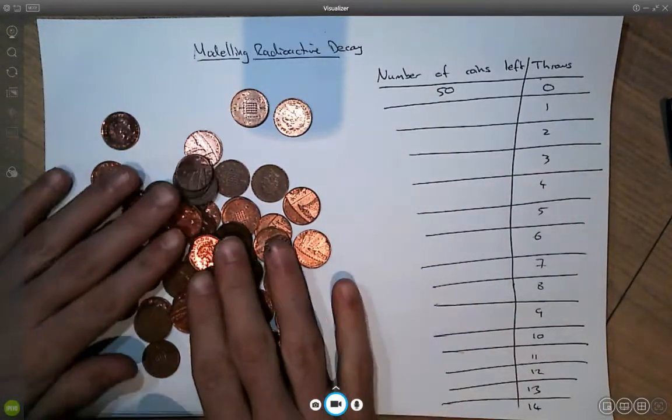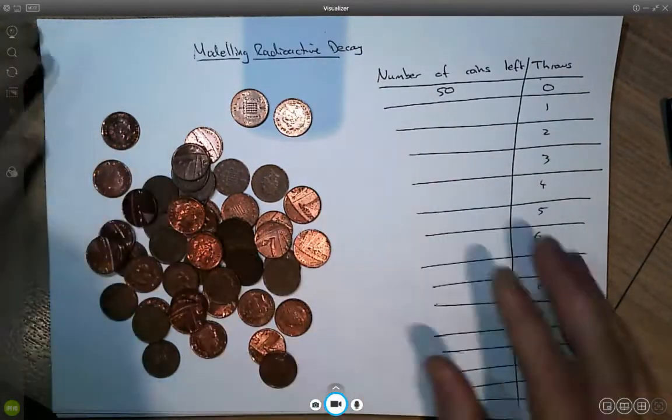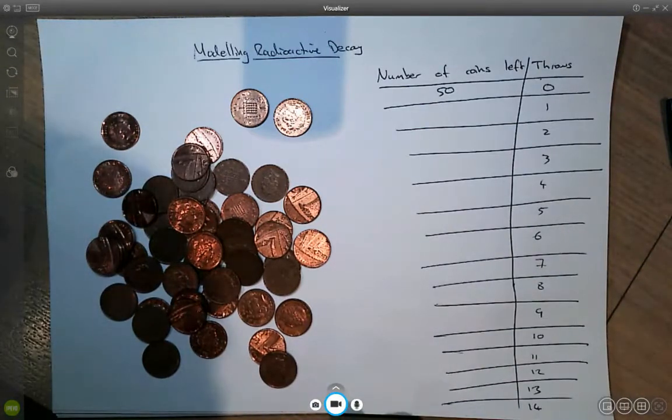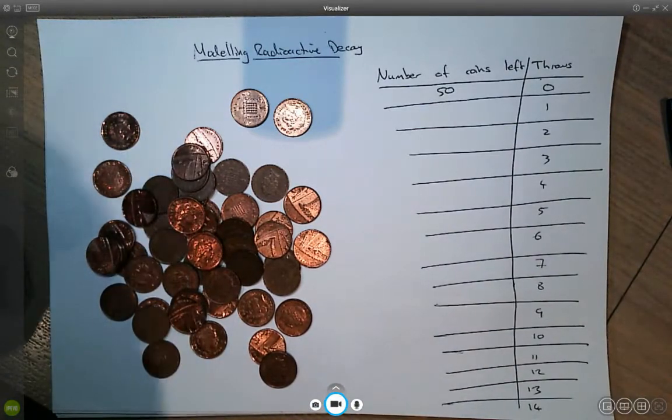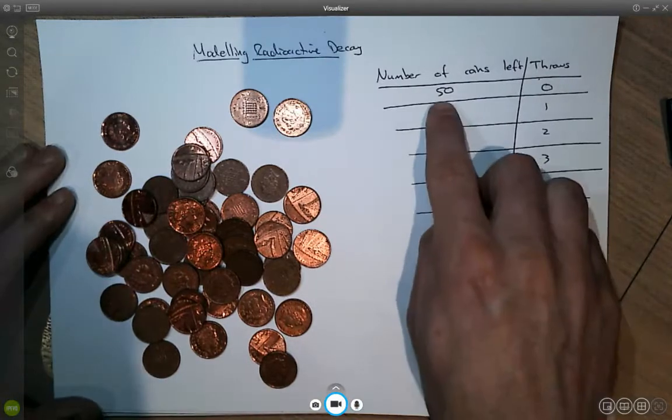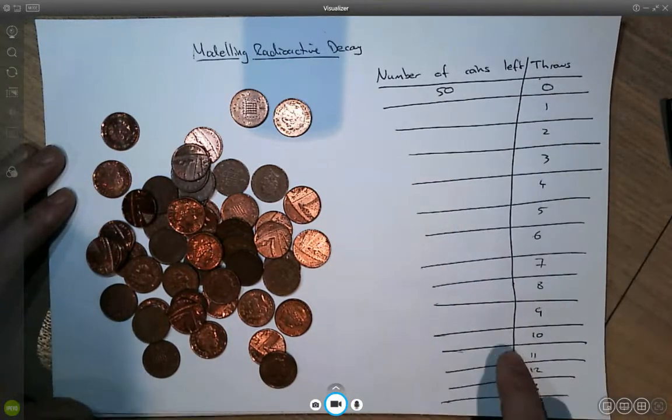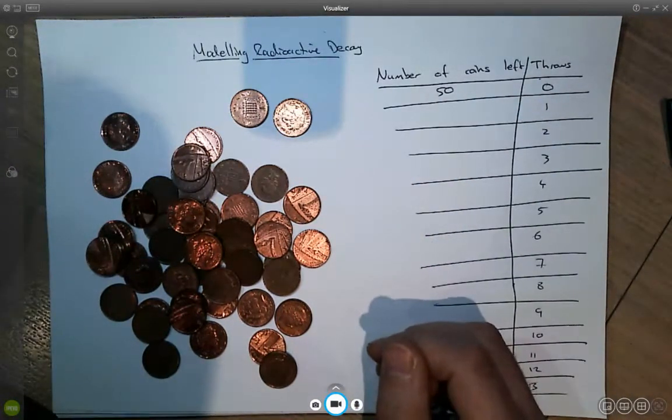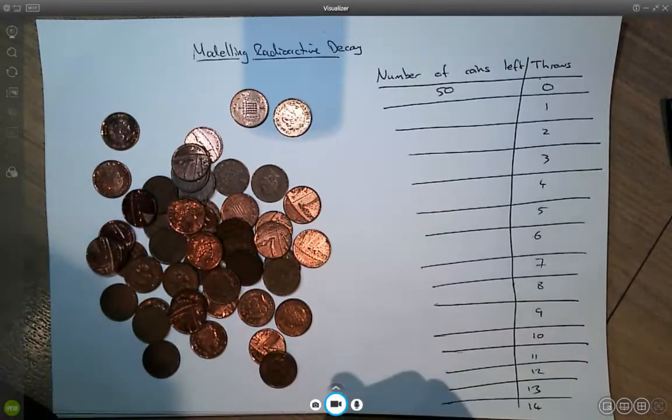However, if we have enough coins, we can make predictions and we can use statistics to get an idea of the pattern. So what we're going to do is start with 50 coins. We're going to throw them, see how many turn up heads and tails, and then we're going to plot a graph of our results. So let's get started.